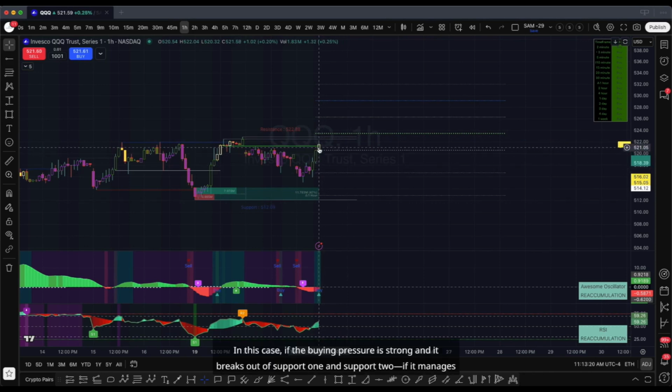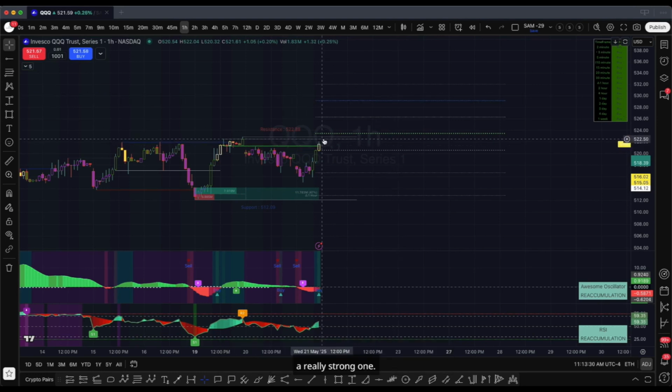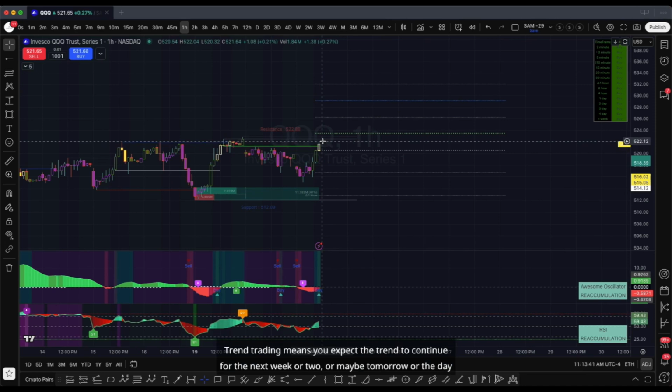In this case, if the buying pressure is strong and it breaks out of support 1 and support 2, if it manages to break through this area, then this uptrend is, let me be clear, a strong uptrend, a really strong one. If you like trading momentum here, I'm explaining this in the context of a higher time frame. So if you prefer to trade on a higher time frame, this is what's called trend trading. Trend trading means you expect the trend to continue for the next week or two, or maybe tomorrow or the day after. For example, in this case, this point in the long-term trend is really perfect.